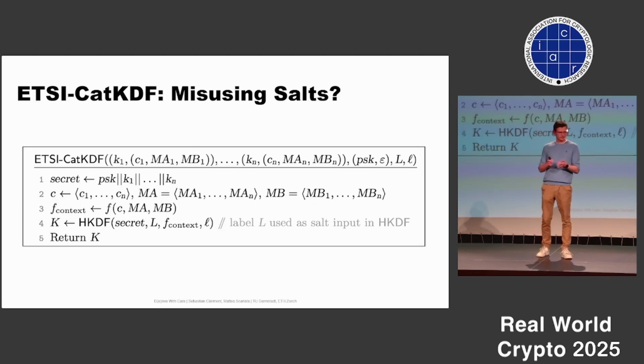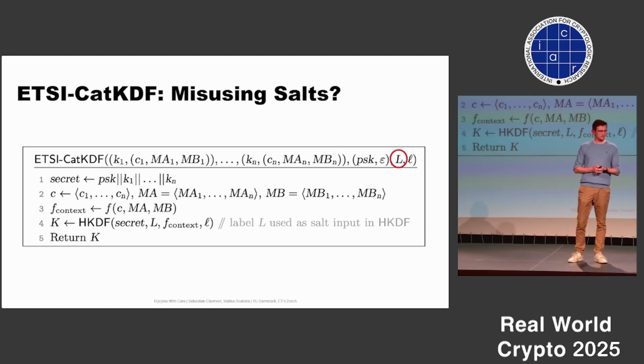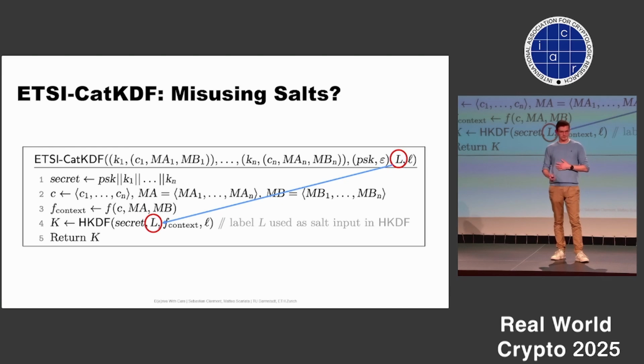Now to highlight why this is important, if you look at the etc KDF, again, as I've shown you before, you see that it does take this label input and then uses it as an input for HKDF. However, HKDF doesn't really expect a label input, but more of a context input. So the label is used as the salt input to HKDF, which can lead to a problem.